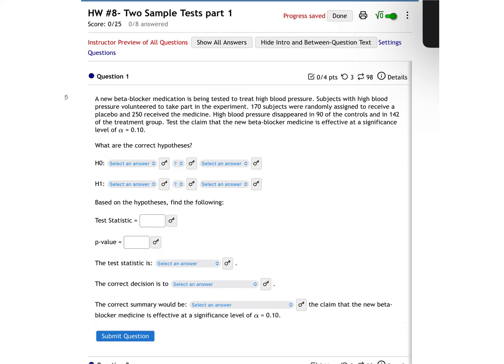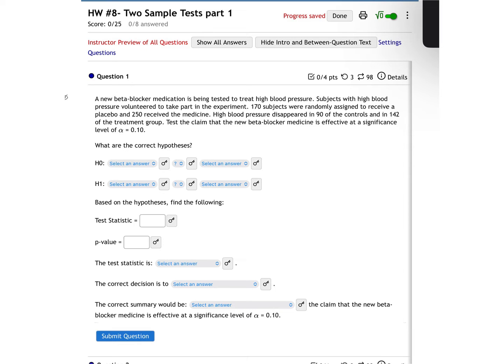All right, hello. The first question I'm going to go over is question number 1. So let's take a look at what our clues are in the problem. It says a beta blocker medication is tested to treat high blood pressure. Subjects with high blood pressure volunteered to take part in the experiment.